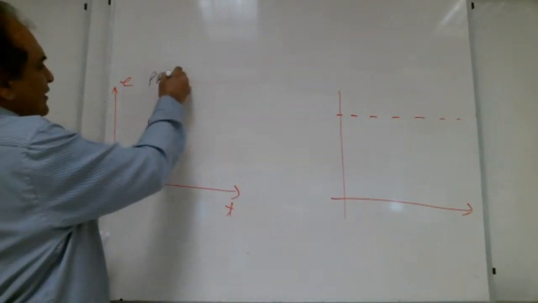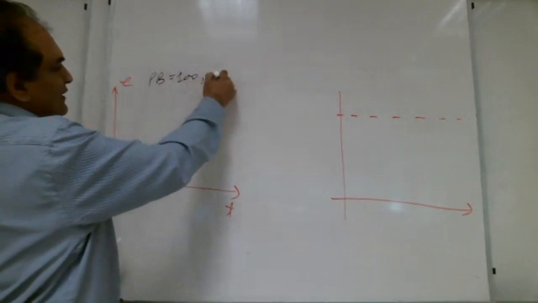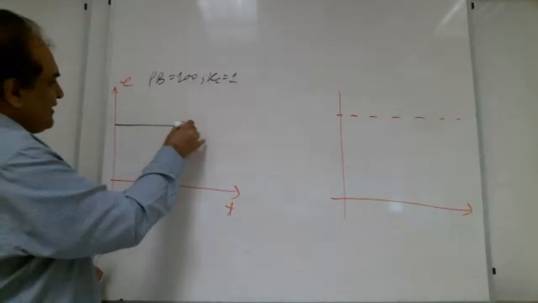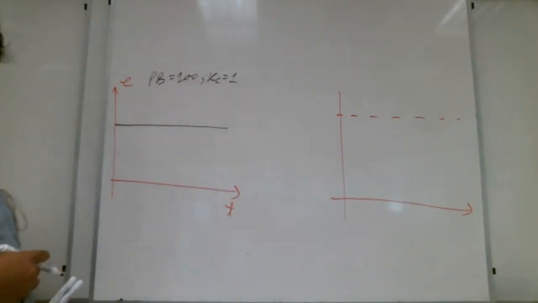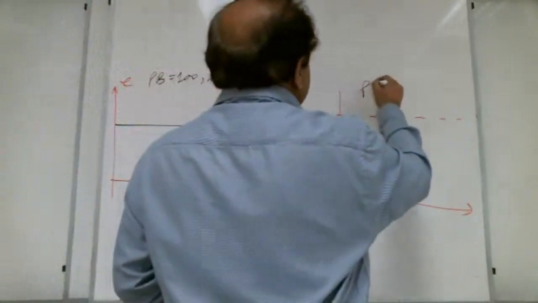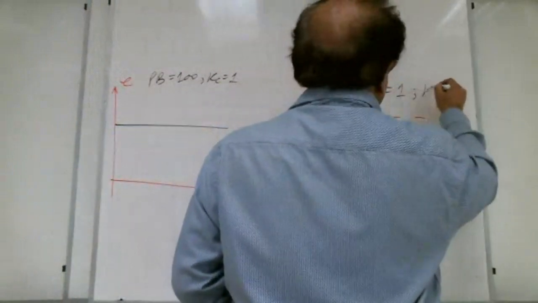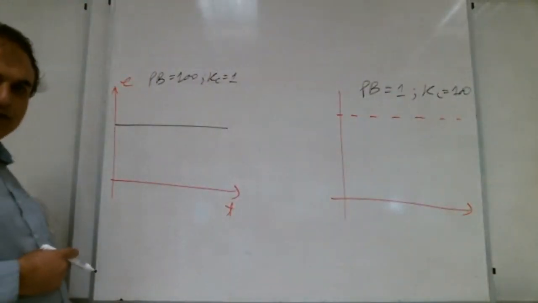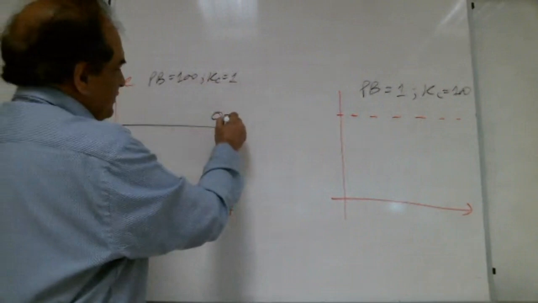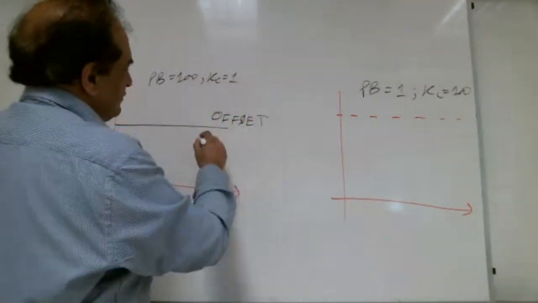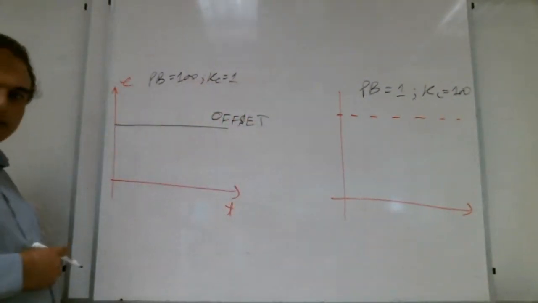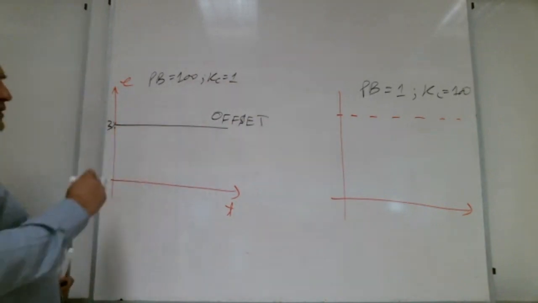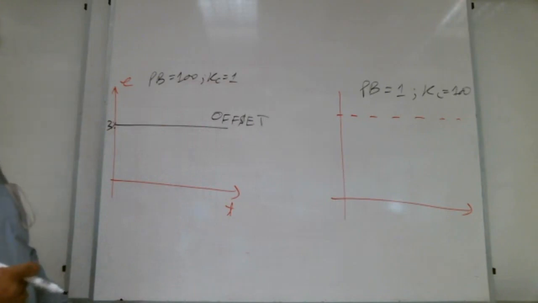Okay, proportional band was 100, right? So what does it mean? Kc is 1, right? And the non-proportional band 1, so it means Kc is 100. So how much was the error? Constant error. This offset error. How much was it? Good. Brother Awad is saying 3%. Very good. 3%. Constant error. Right?